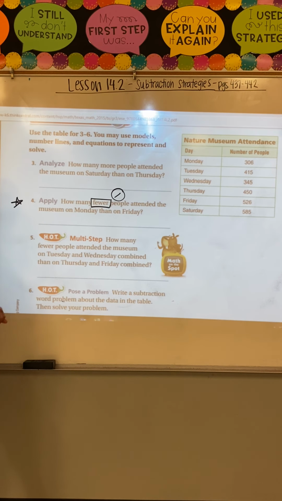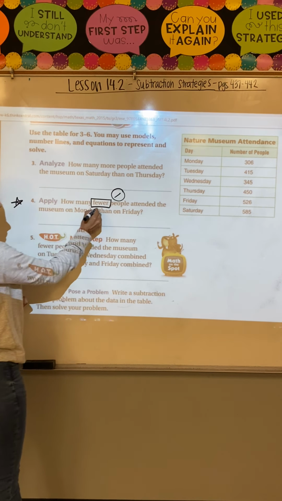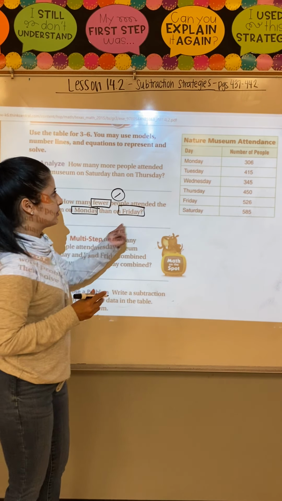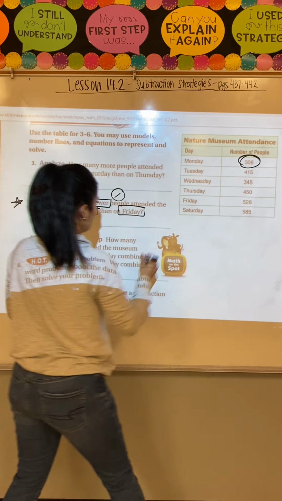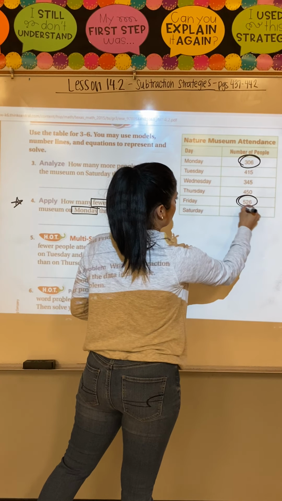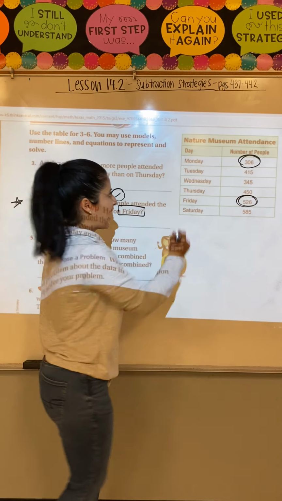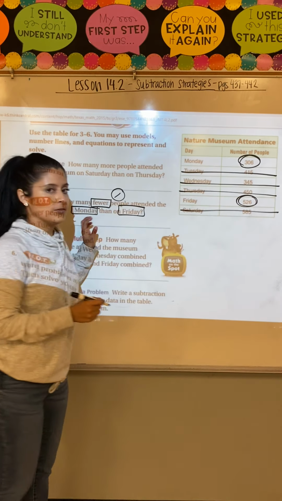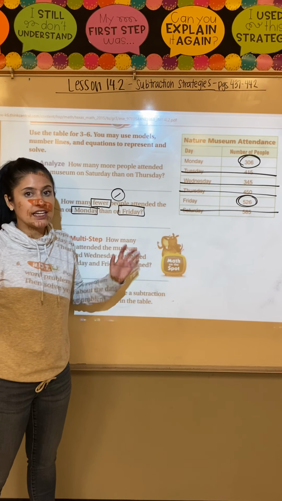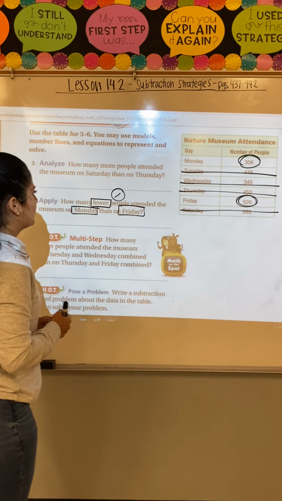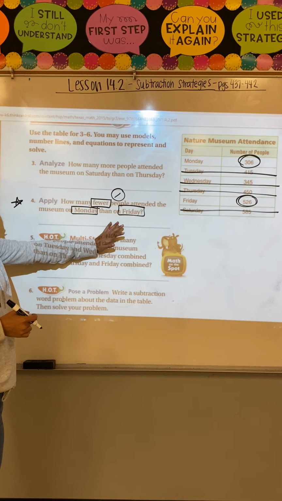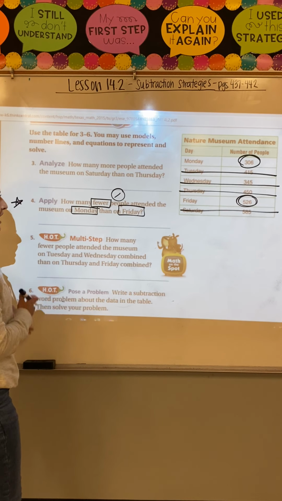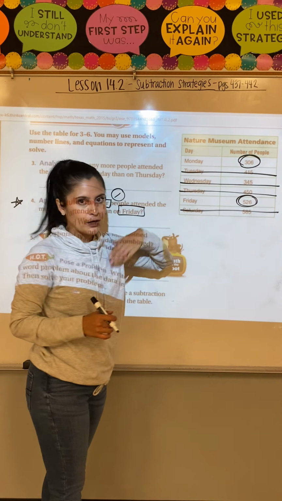Okay, what else popped out at you? Well, it talked about Monday, and it also talked about Friday. So I'm going to go to my table, and I'm going to circle Monday and Friday. That means the rest of this information for this certain question is irrelevant. I don't need it. Okay, now notice we read through our question. It's just a one-step word problem. How many fewer, how many less went on Monday than Friday?